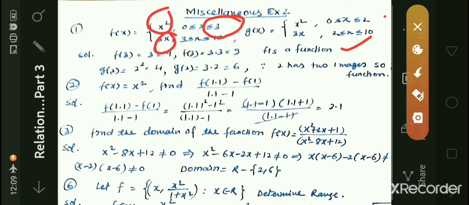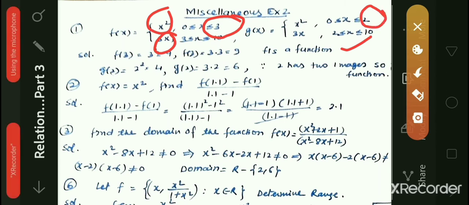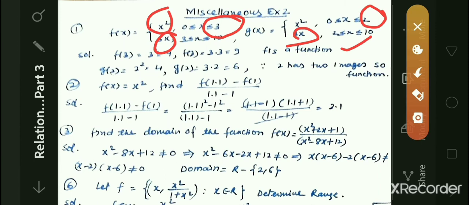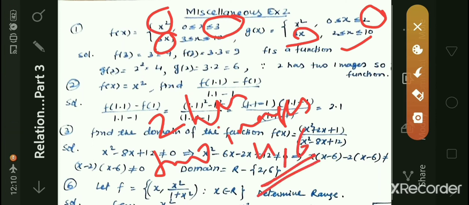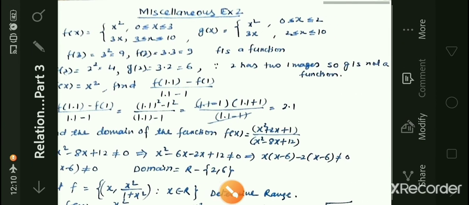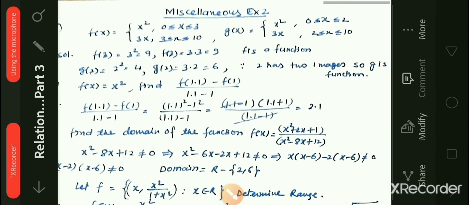Whereas g is changing its definition at 2, so we shall find g(2) in two cases. g(2) is equal to 2 square, that is 4, and in the second case g(2) is equal to 3 into 2, because it is 3x here, so put x is equal to 2 simply. 3 into 2 is 6. It means 2 has two images, namely 4 and 6. By the definition of a function, it cannot be a function because no element in the domain can have 2 or more images in the codomain, so it is not a function.